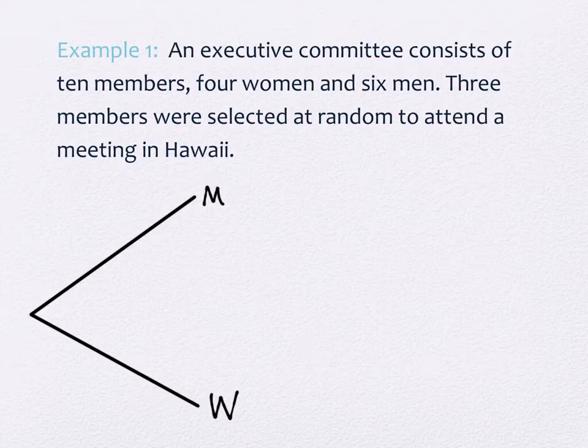The first time we draw out of the hat, how many men's names are in the hat? 6 out of 10. How many women's names? 4 out of 10. So a complete tree diagram will have those pieces on there. But that's just choosing the first person to go to Hawaii.